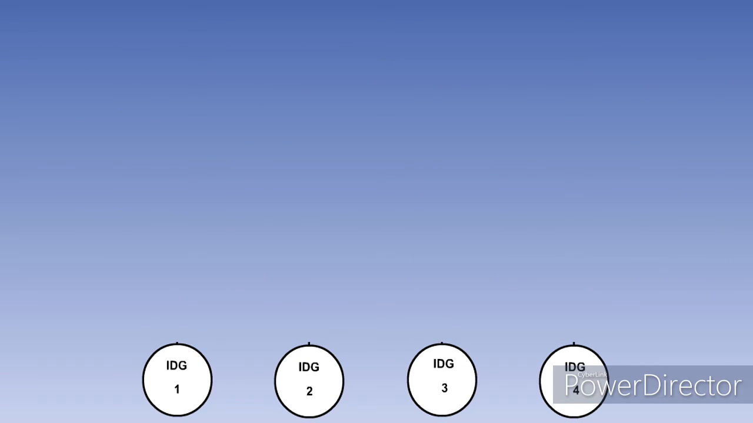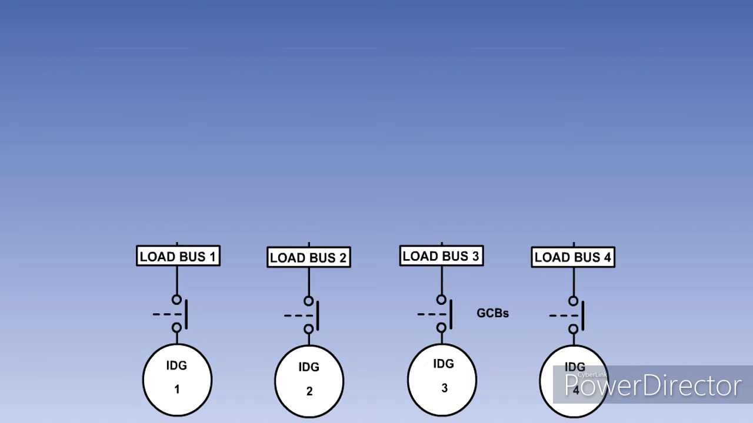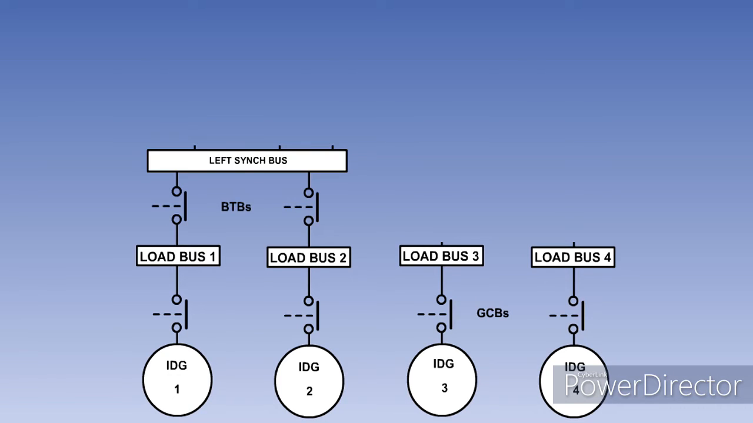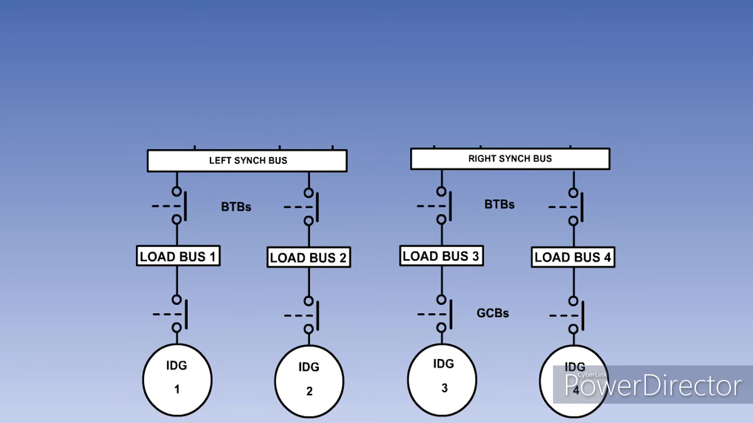Each of the four 115/200 volt, 400 Hz, 3-phase engine-driven integrated drive AC generators, or IDGs, is connected to its respective load busbar by a generator control breaker, or GCB. Busbars 1 and 2 can be connected to the left synchronizing busbar through bus tie breakers. Busbars 3 and 4 can be connected to the right synchronizing busbar in the same way.